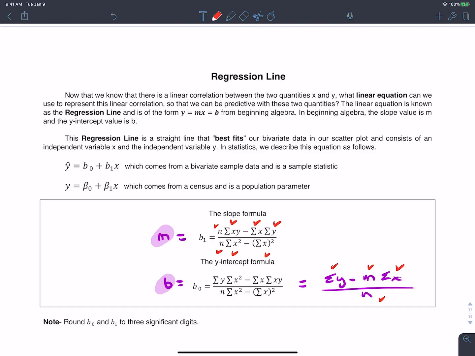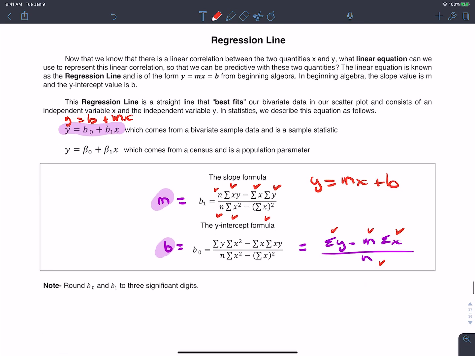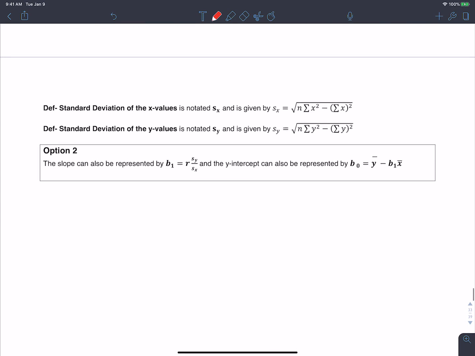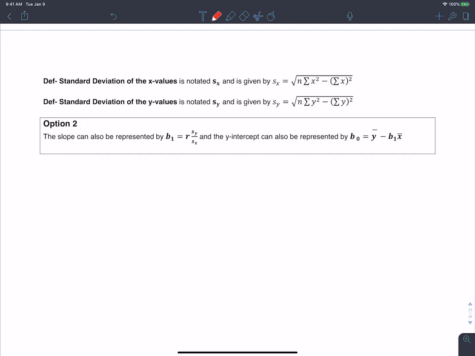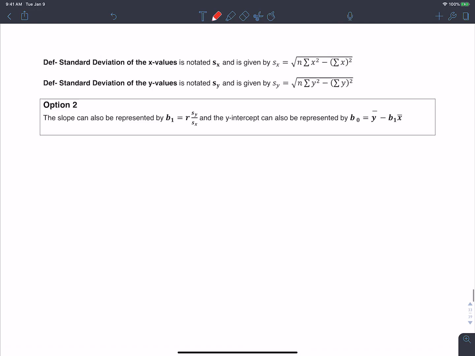But let's actually do the following. Now remember, you're trying to get this equation. And that's the same as saying, y equals b plus mx, which is actually just y is mx plus b here. So let's try this here. And I gave you some more definitions that I started to give you. Okay? And you could use this second option.